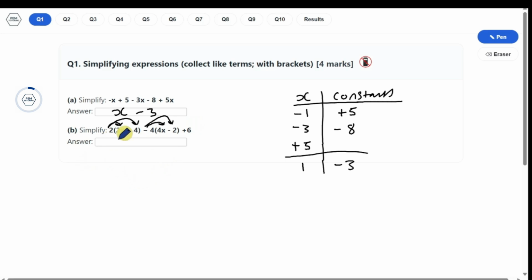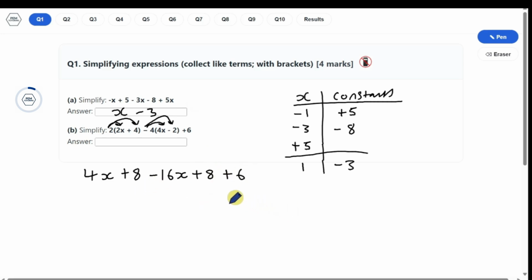So if we expand these first, 2 times 2x is going to be 4x. 2 times 4 is going to be 8. Minus 4 times 4x is going to be minus 16x. And we have minus 4 times minus 2, so minus times minus is positive. So we have plus 8 and we have plus 6 at the end.